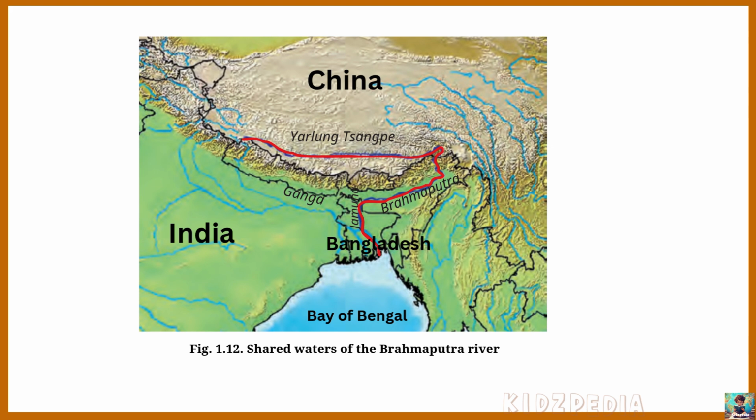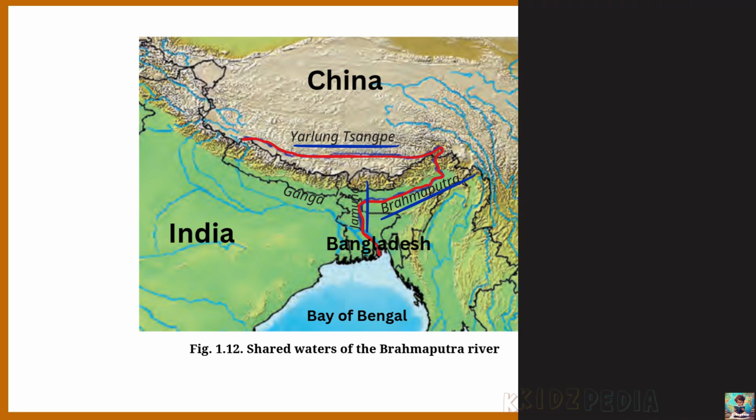The Brahmaputra river is known by different names in different regions. In China, it is called Yarlung Tsangpo. When it enters India, it is called the Brahmaputra. In Bangladesh, it is known as the Jamuna river. So here different countries use the river water for drinking, irrigation, fishing, transport and generating electricity.